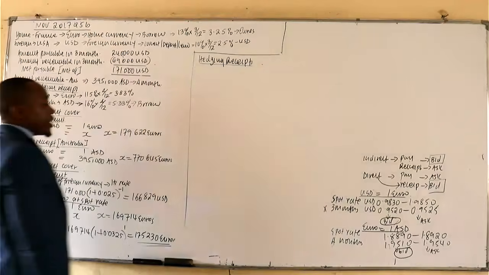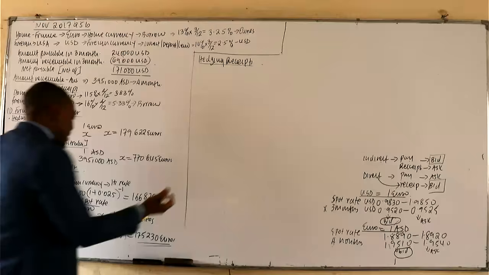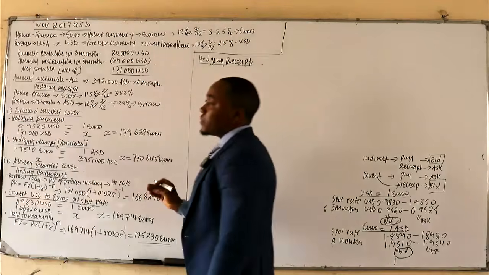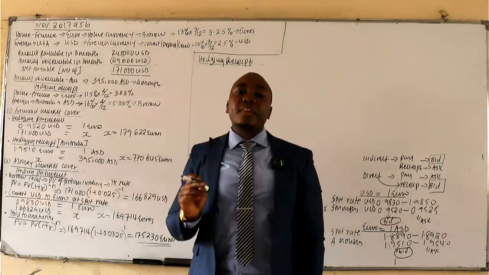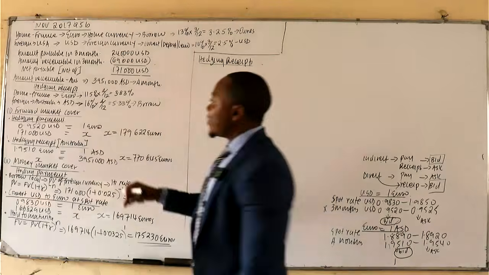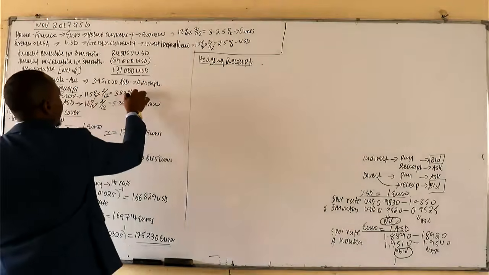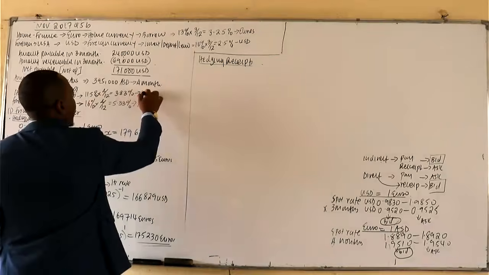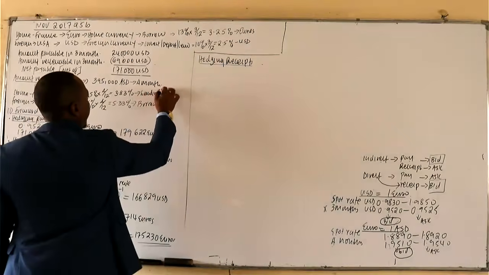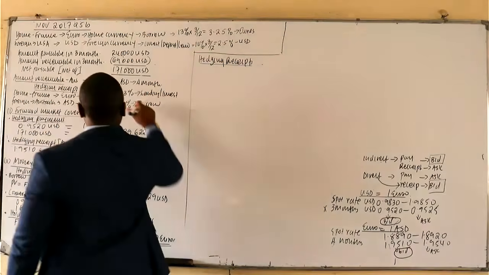You borrow foreign, then you convert that amount into home currency at spot rate, and then you invest home. Home is euro. So this was the investment, so this is lending or investment rate. We had already done that.